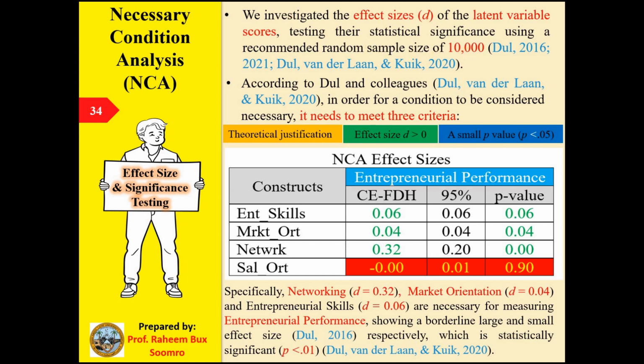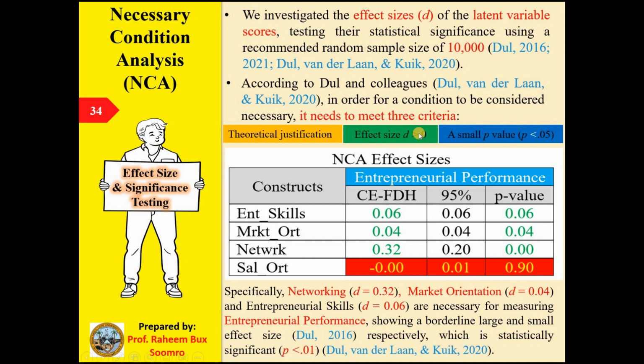According to Dul and colleagues, in order for a condition to be considered necessary, that means for any of the four IDVs, we have to decide whether the IDV is a necessary condition or not based on these three criteria. The first one is the qualitative criterion. Theory will suggest whether our particular variable, like input skill, market orientation, or network, can be a necessity or not.